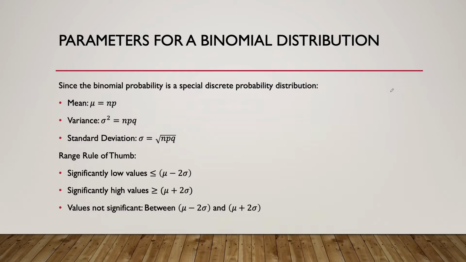When it comes to a binomial distribution, our parameters, since the binomial distribution is a special type of discrete probability distribution, we could rewrite the formula a little bit. The mean, mu, for this is going to be the number of trials times the probability of success, so n times p. The variance, sigma squared, is just n times p times q. And the standard deviation is the square root of n times p times q. We could also use that range rule of thumb. So significantly low values are less than or equal to mu minus 2 sigma. Significantly high values are greater than or equal to mu plus 2 sigma. And values not significant are between mu minus 2 sigma and mu plus 2 sigma.